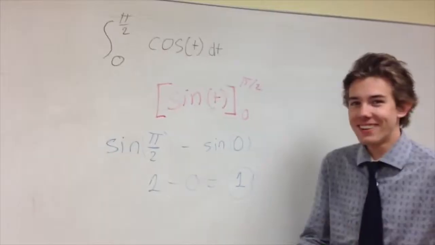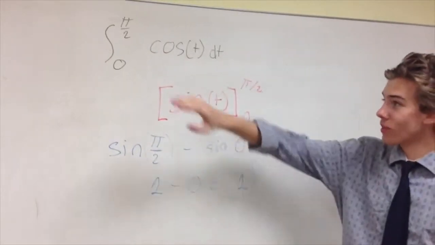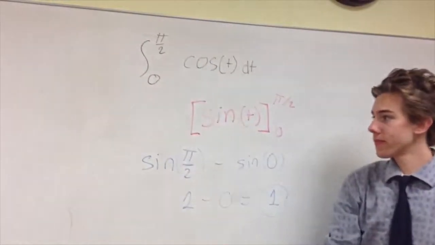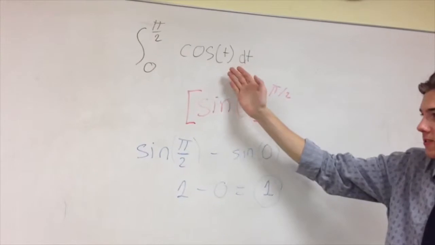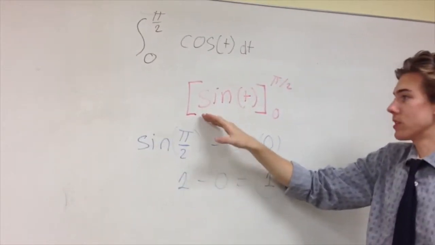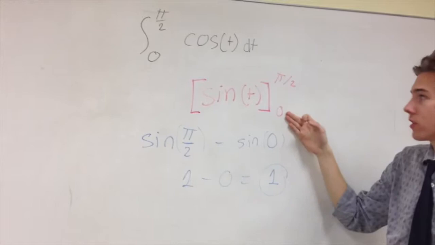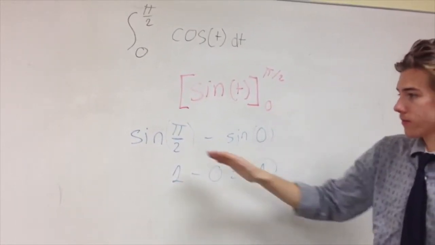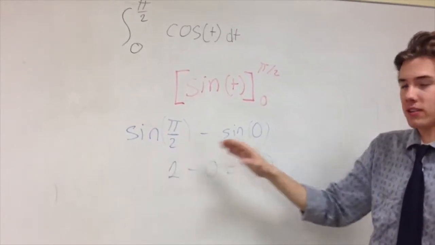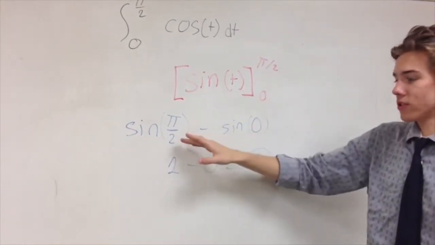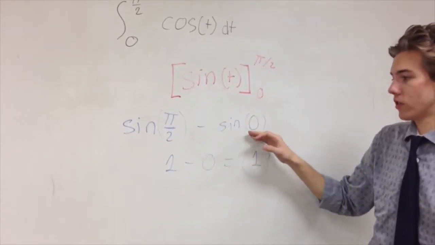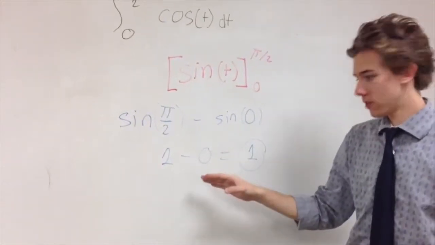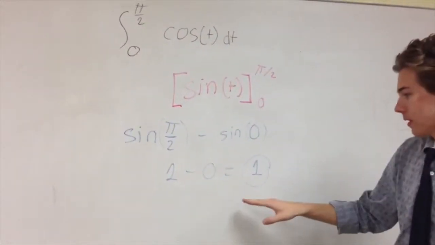So we'll look at an example. Here we have the integral of cos of t dt from 0 to pi over 2. So we're going to integrate this, which means take the antiderivative, which will be sine of t, still from 0 to pi over 2. And then to solve it, we're going to plug in f of b minus f of a. So plug pi over 2 in here, and then 0 in here. And then we know sine of pi over 2 equals 1, and sine of 0 is 0. So we subtract the 2, and we get 1.